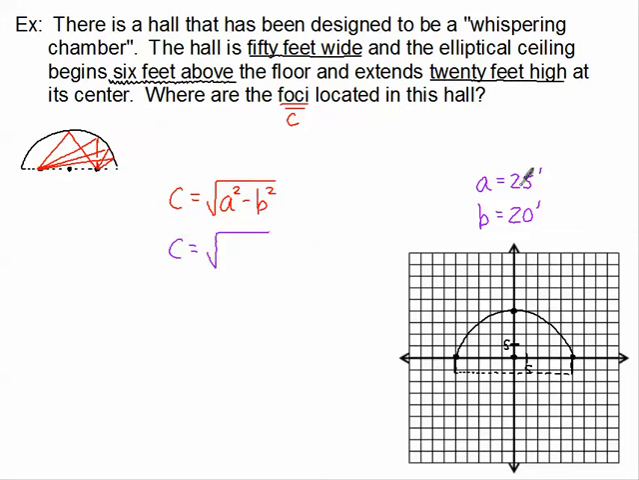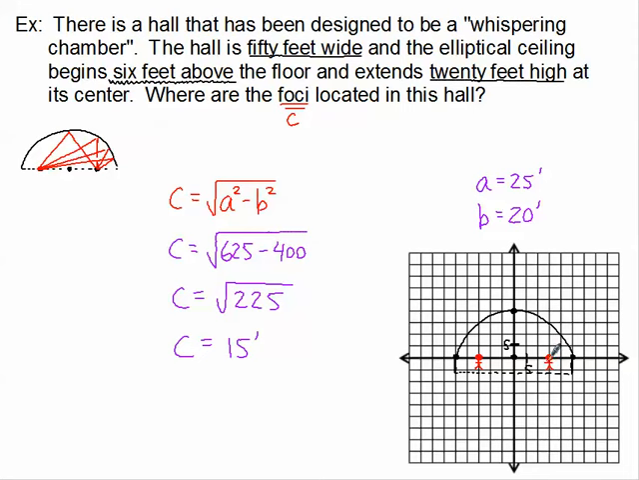A squared, 25 squared, is 625. B squared is 400. So C is the square root of, if I subtract 625 minus 400, I get, hey, look at that, a nice perfect square. So it looks like C is going to be 15 feet. Since C is 15 feet, I know that my two focal points are 5, 10, 15 feet and 5, 10, 15 feet away from my center. I'm actually going to draw nice little stick figures here to represent people that may be standing at each focal point trying to talk to each other.